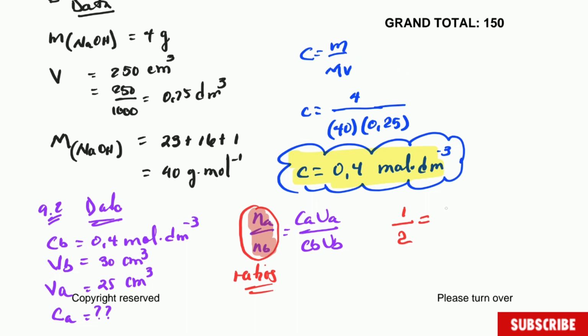Concentration of the acid, we are looking for that one. Volume of the acid is 25. We are not going to convert. You don't have to convert in this formula as long as all the volumes are given in the same unit. Now, for the base, we have the concentration multiplied by the volume of the base, pardon, I made a mistake here. For the concentration we have 0.4, and for the volume we have 30. There we go.